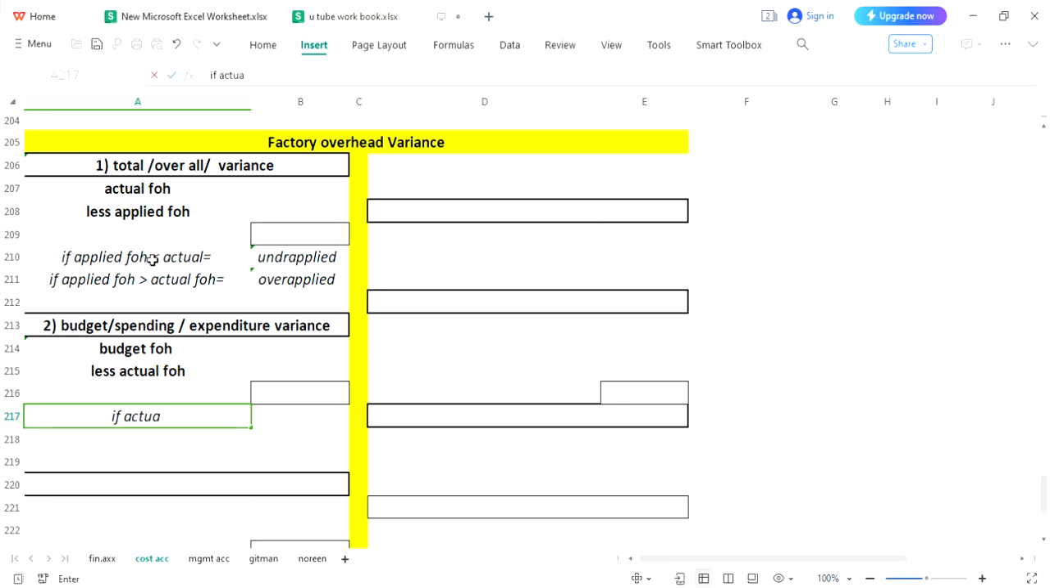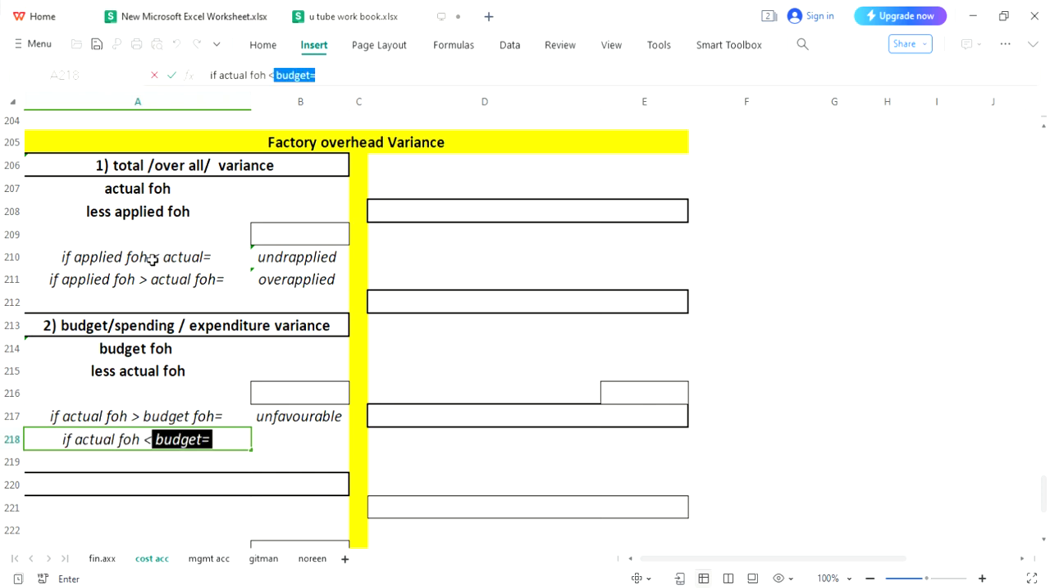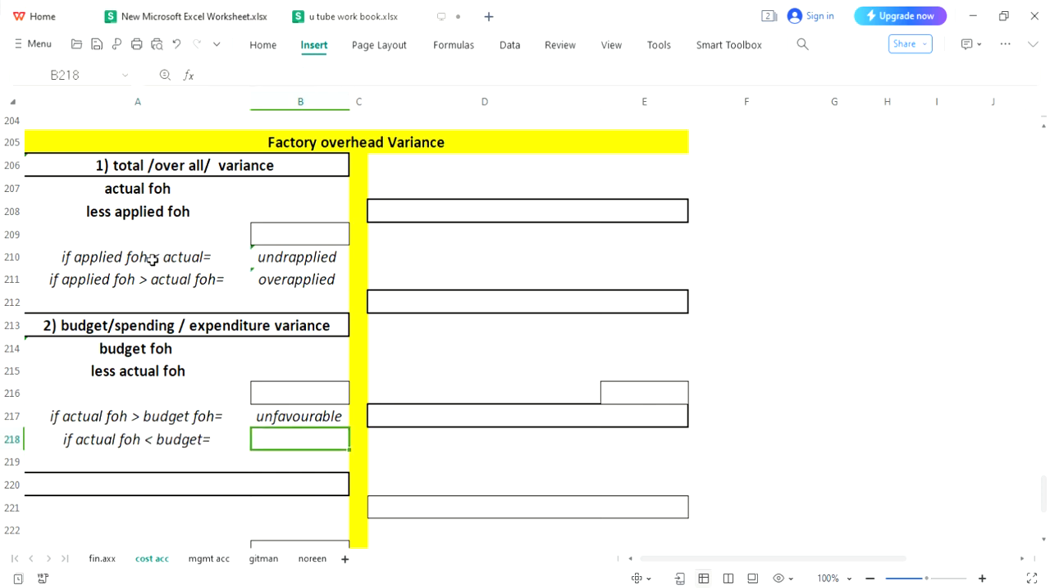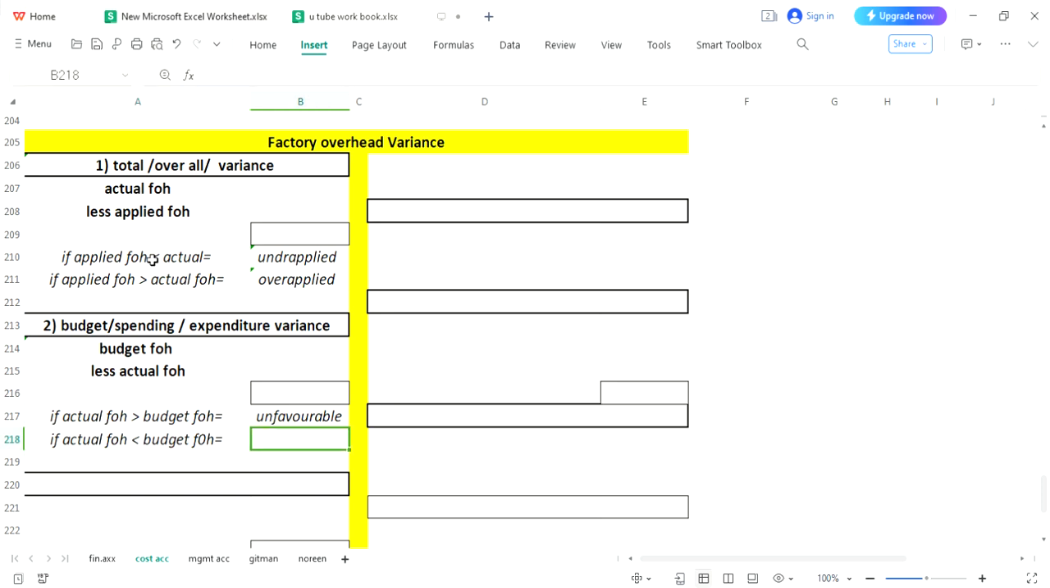So if actual FOH is greater than budget FOH, how would you estimate? If actual is more, whenever you are spending more in actual, it would not go in your favor, and ultimately you will call it unfavorable variance. And contrary to above, if actual FOH is less than budget, that means you are spending less. Whenever you are spending less in actual, that would be good news, in your favor, so you will mention it as favorable variance.